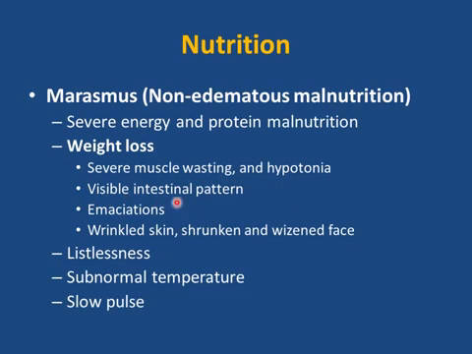They have a visible intestinal pattern, emaciation, and a wrinkled, shrunken, wizened face like an old man. They are listless and not playing like other kids. They are less active. Their temperature is below normal, and their pulse is slow.